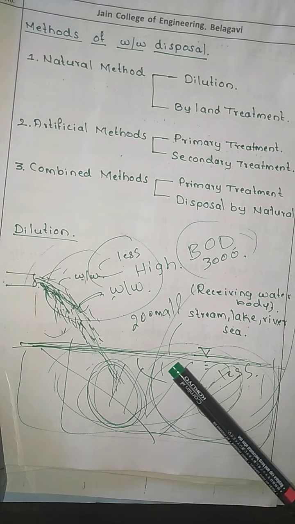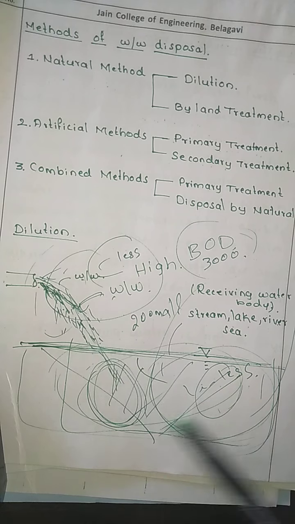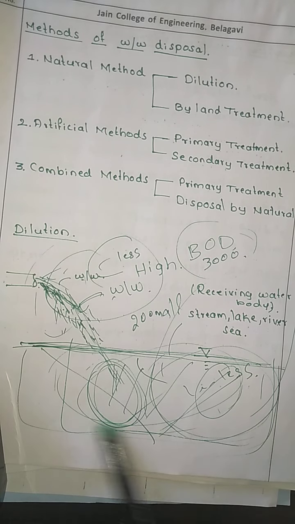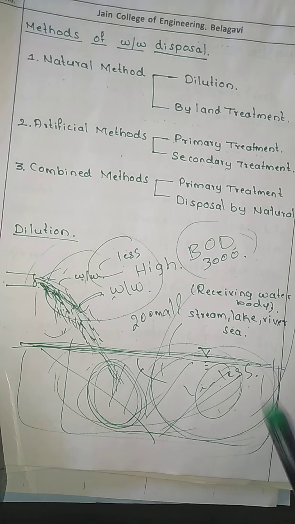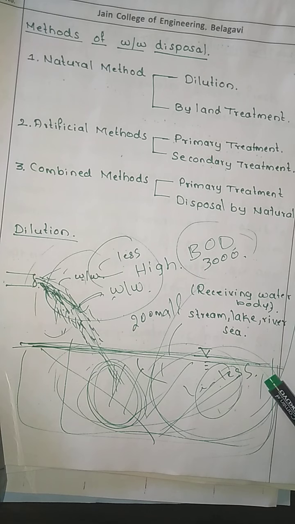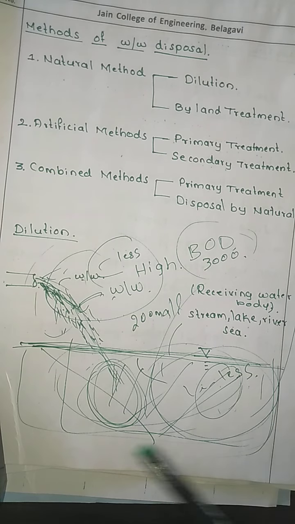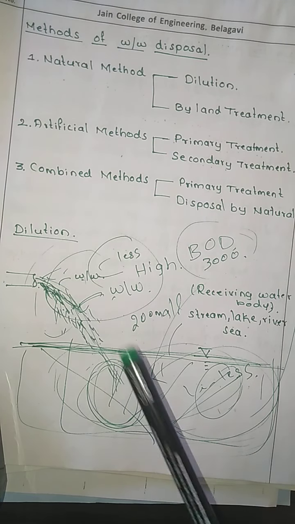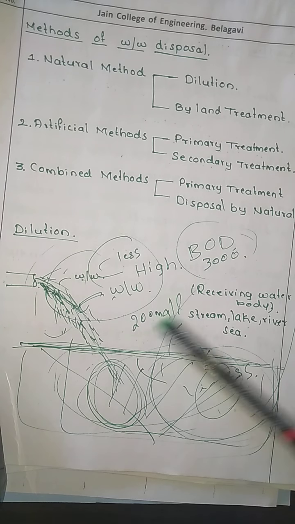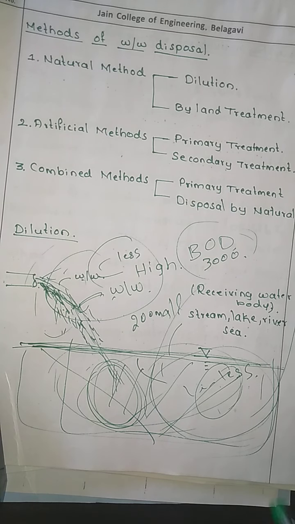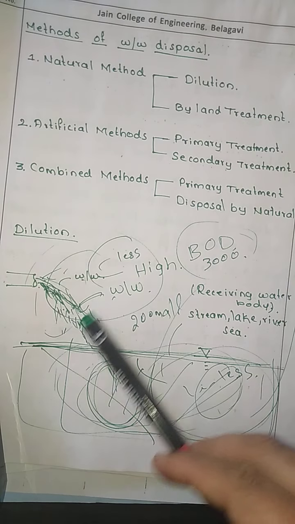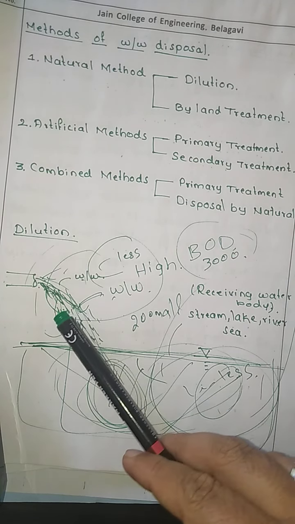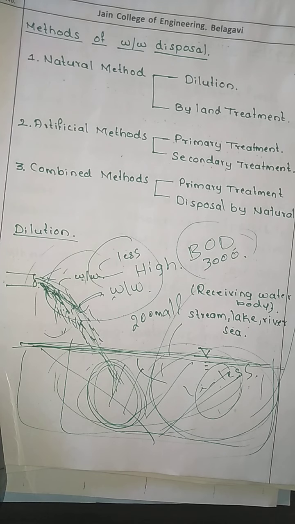Next is where the diluting water has a huge quantity of DO. When the receiving water body has a huge quantity of DO, then we can discharge this wastewater into it. Whenever there is a possibility of thorough mixing of both the wastewater and the receiving water body, we can directly dispose it. Then, if the wastewater does not have any toxic elements, we can directly dispose it to the receiving water body.